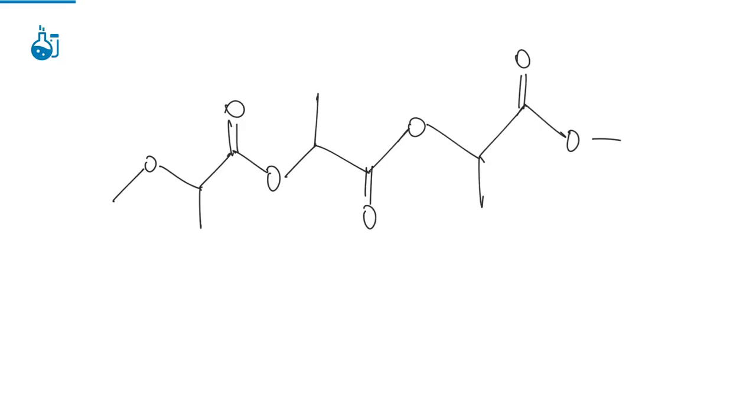Let's say this is a chain of polymer, and you have to figure out the monomers for this or the repeat unit. First of all, you'll realize that you'll find the ester groups. So the easiest thing to do is highlight them for yourself. This is my ester linkage. This is my ester linkage. This is my ester linkage.